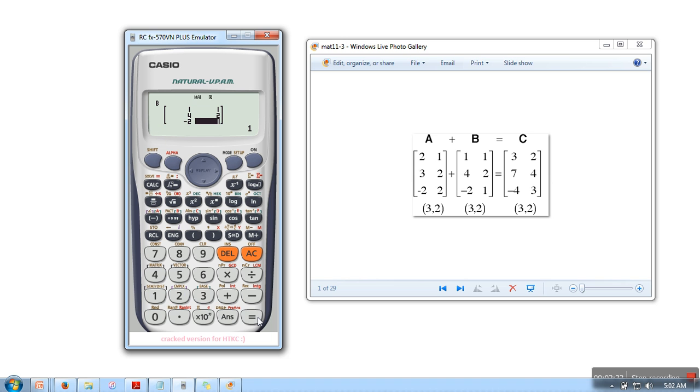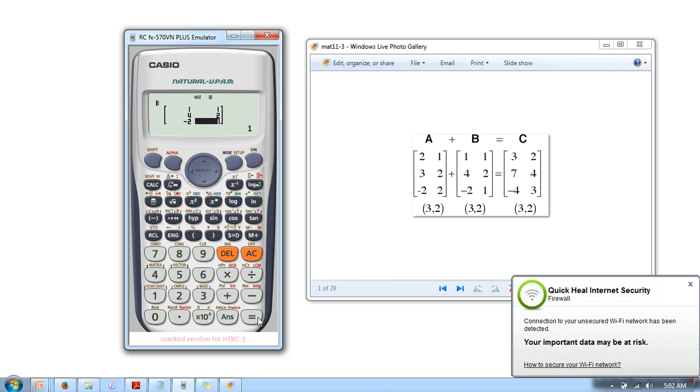1 1 4 2 minus 2 and 1. Now once you are done with the second matrix, press the AC button. It will save your matrices. So now we have stored matrix A and matrix B.